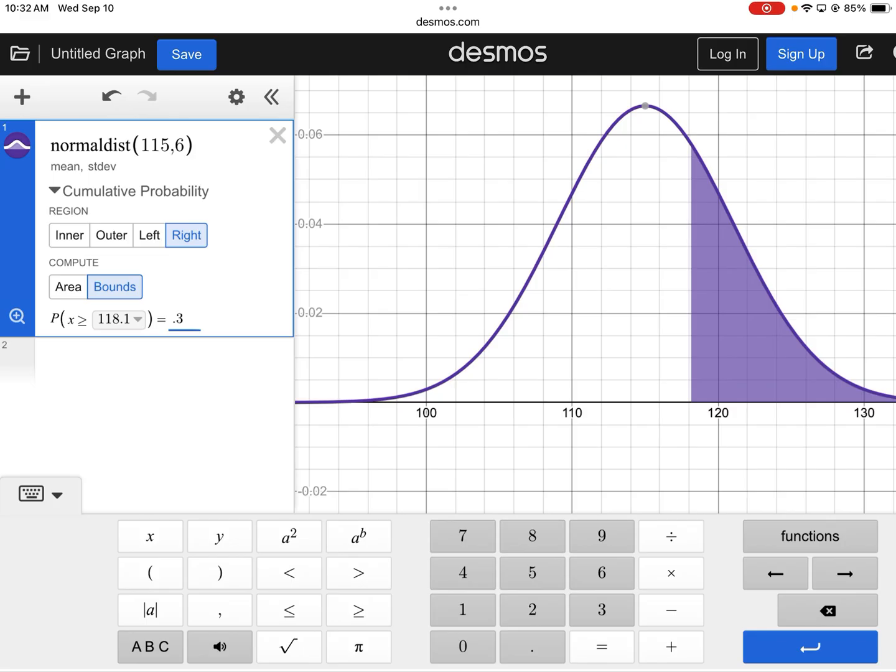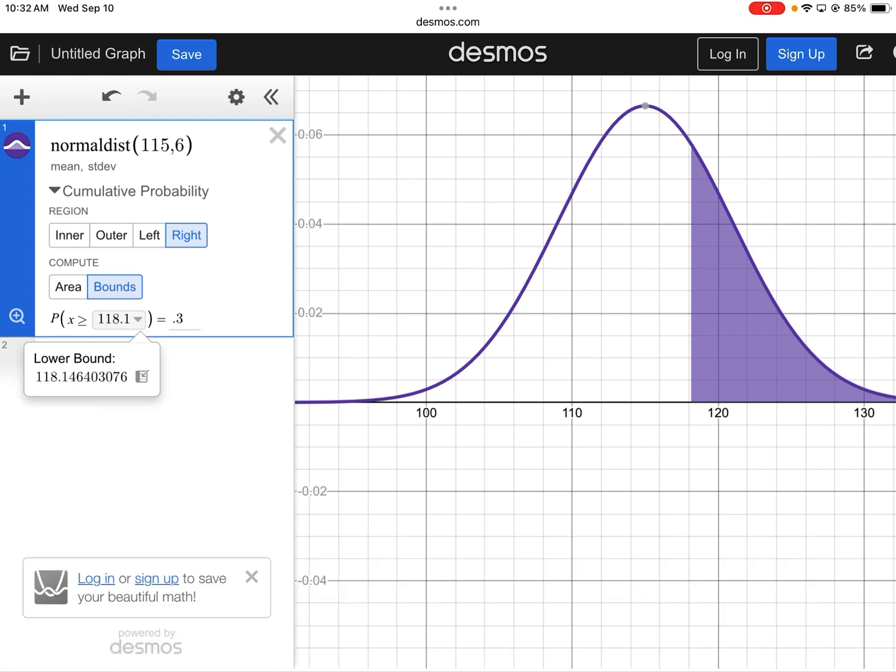So what I did was I made sure it was right. And then I changed compute. I'm not computing the area anymore. They gave me area, so I'm computing bounds. So then that allows me to change that right there. So the 0.30 or 0.3. So then it gives you the value now, 118.1. And if you click on it, it'll give you more decimal places. So if you were told to round to a certain number, you could.